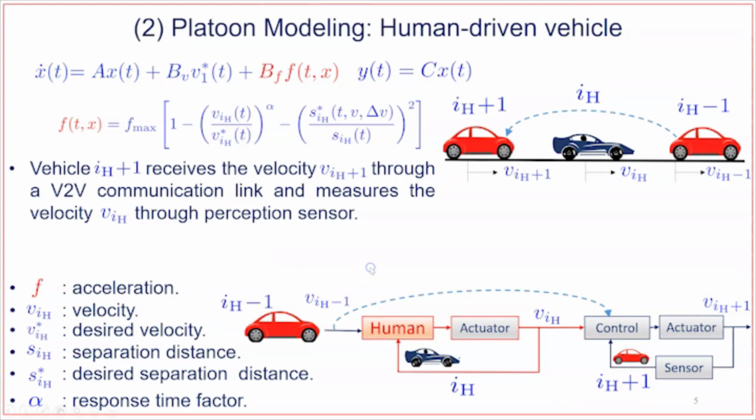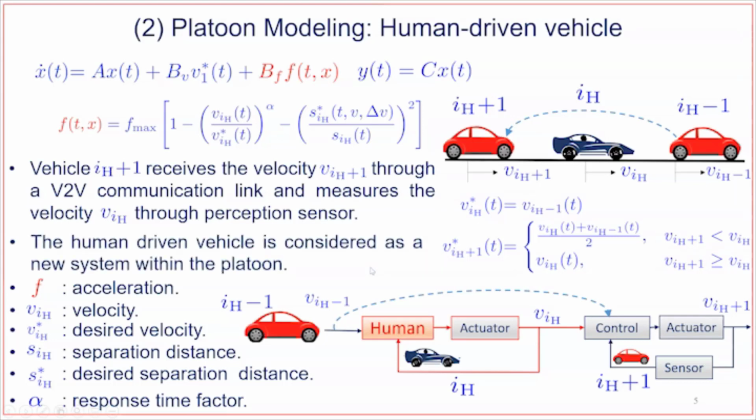The desired velocity of the vehicle that follows the human-driven vehicle is supposed to be the average of the human-driven vehicle and the vehicle in front of it. This is in case that this vehicle moves slower than the human-driven vehicle. If it travels faster, then we assume that it follows only the velocity of the human-driven vehicle itself.